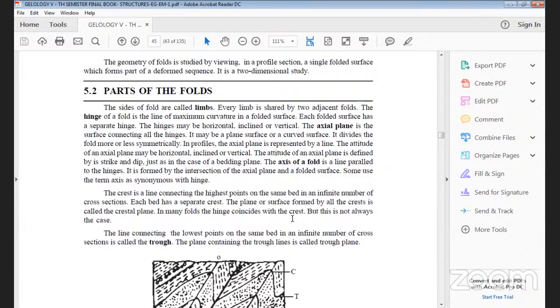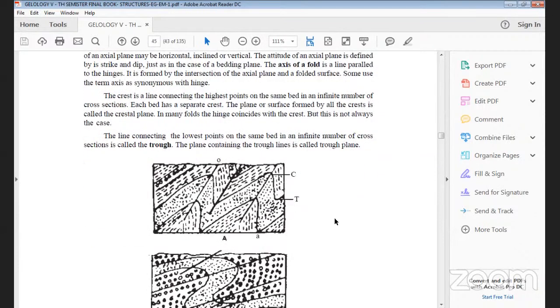The second one is the lowest points, which are arranged parallel to each other across sections, and the line is called a trough. The plane containing the trough line is called the trough plane.